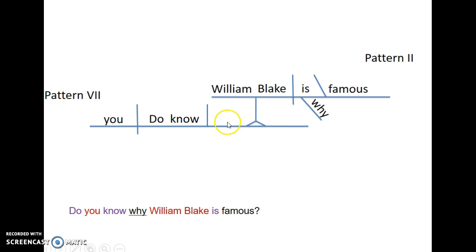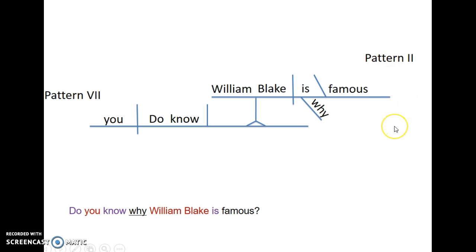It's functioning as the direct object. So we can know that this is a pattern 7 because we have subject, verb, and direct object. See, this whole thing is a direct object. So that's a pattern 7. So we know that we're going to put our pedestal in that direct object slot. And now we can diagram our noun clause pretty much as we would a regular sentence. William Blake is our subject. We have a be verb and then an adjective. So that's a pattern 2.